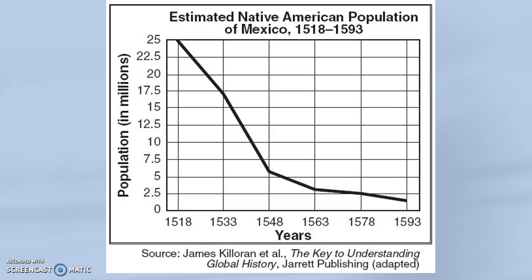So to get an idea of how many Native Americans died as a result of Spanish colonization, we can look at this chart here. It is estimated that before the Spanish arrived, the Native American population in Mexico alone was about 25 million. By the time that the conquest had taken place, in a period of only about 75 years, the population had been decreased to less than 2 million Native Americans.